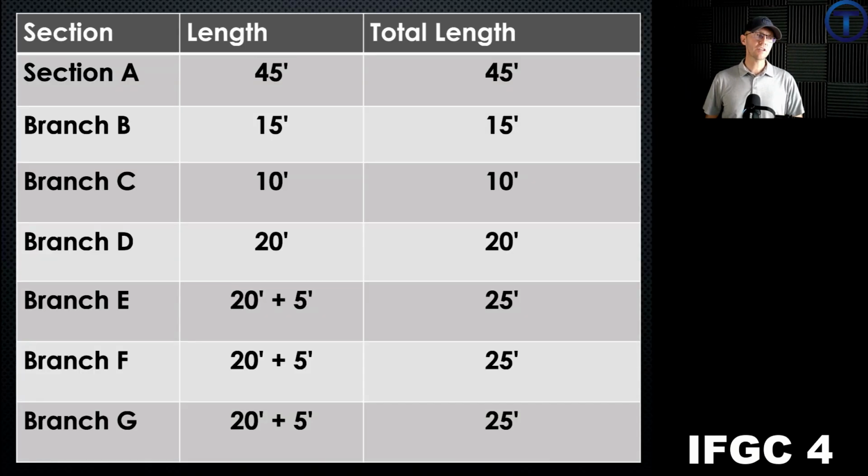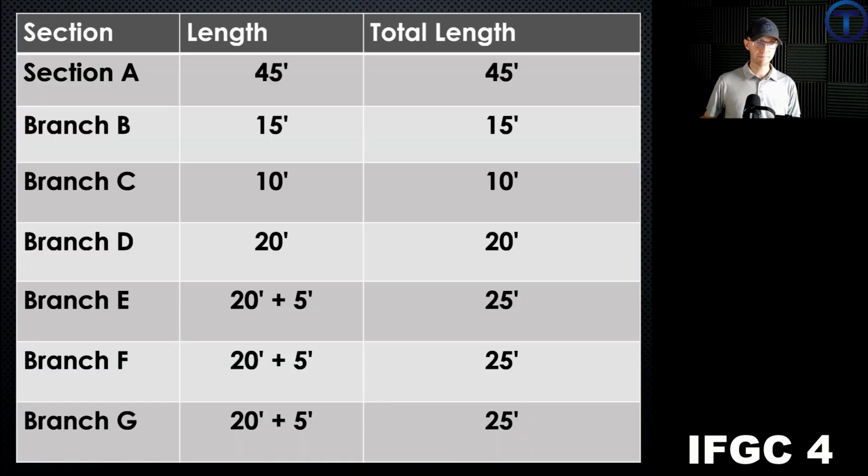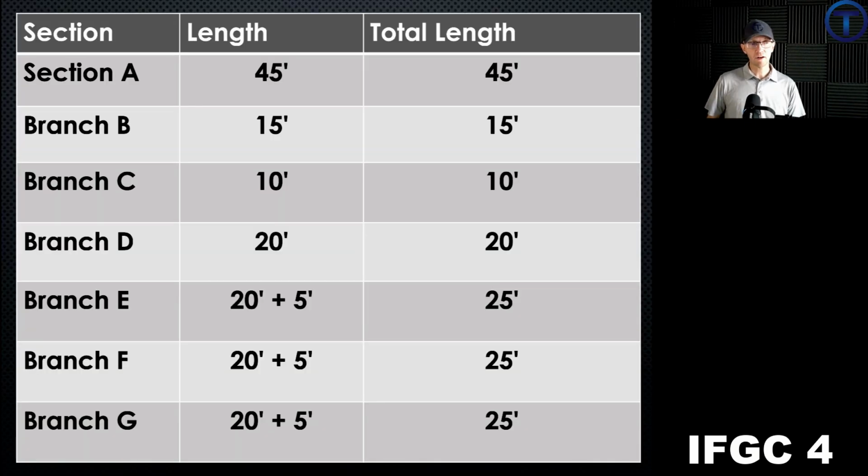Let's put our sections on the table. Here we have section A, and we're looking for developed length. If we look at the diagram, it's 45 feet from the meter to the regulator. That's all we have to do. A lot of these are similar, right? Branch B is 15 feet. Branch C is 10 feet. Branch D is 20 feet. So we'll use each of those lengths on our table here.